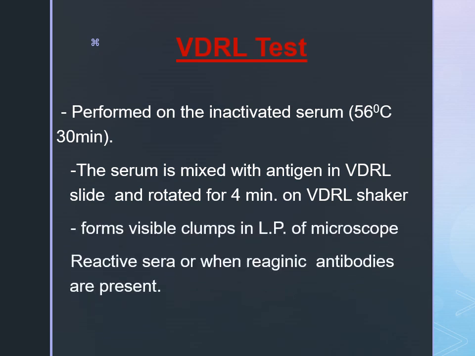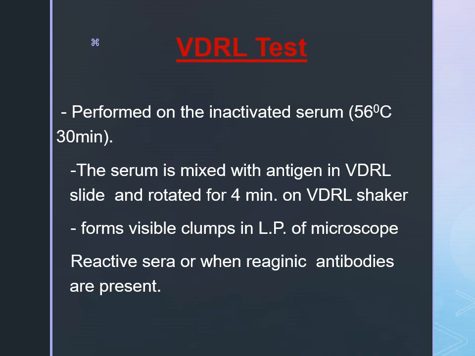After that, if a reaction has occurred, that is, antibody is there in the serum, it will react with the antigen and clumps will be formed. But these clumps are not visible to the naked eye, so we have to use the microscope. It has to be examined by a trained person who can notice which type of clumps will be seen in the positive sample.